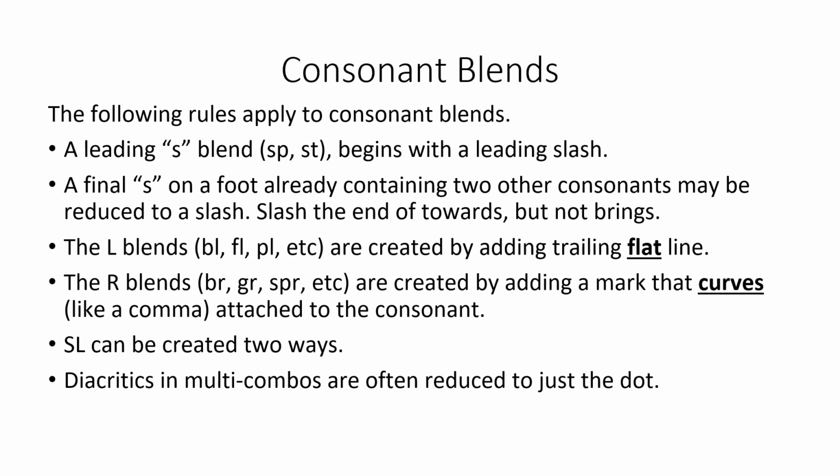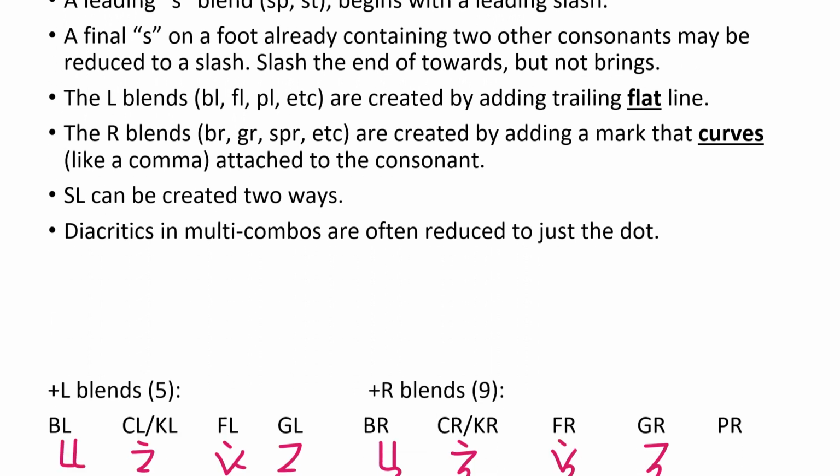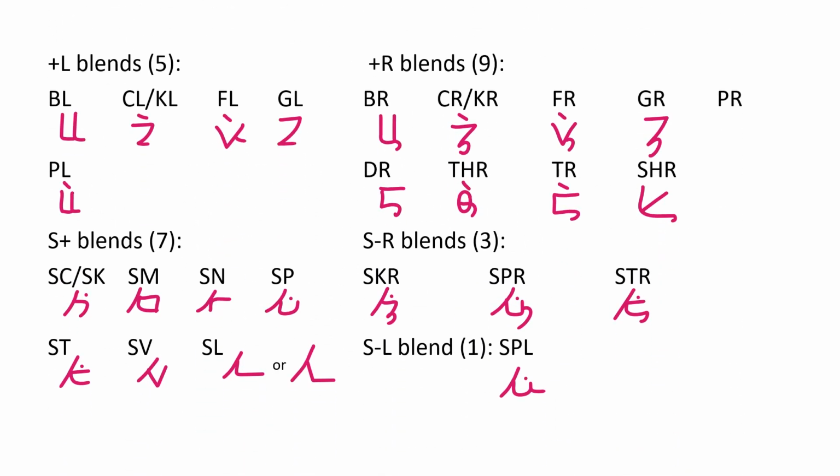One thing Hangeul doesn't handle well is consonant blends. In order to facilitate ease of writing and space considerations, the following letter blends are included. S is often reduced to a slash at the beginning of a blend or an end. L becomes a straight tail, and R is depicted like an attached comma. Finally, any diacritics may be reduced to a dot. Here are those consonant blends drawn out for you and what they might look like.